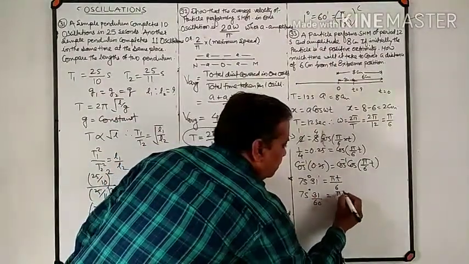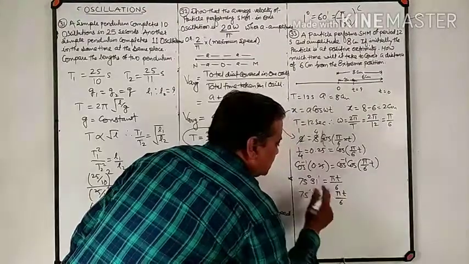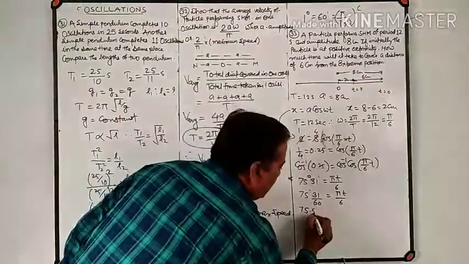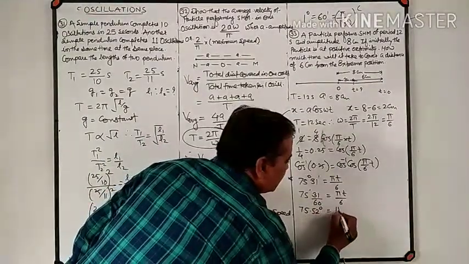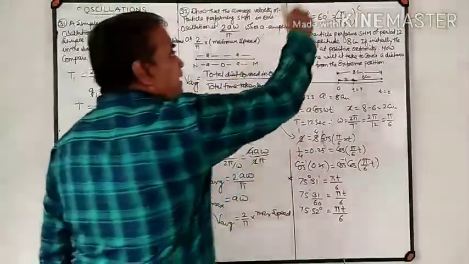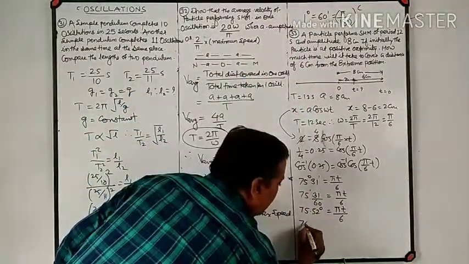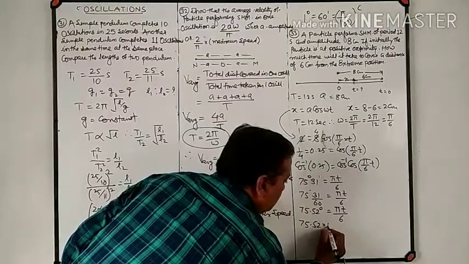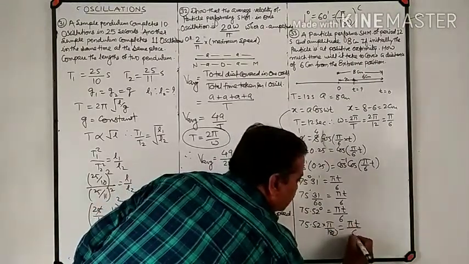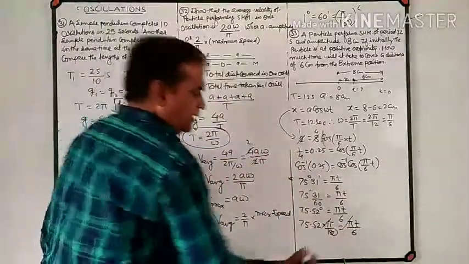So this is total degree, 75.52 degree, and that is equal to pi t divided by 6. Now you can convert degree into radian. So 75.52 into pi by 180 is equal to pi t divided by 6. This pi on the two sides gets cancelled.